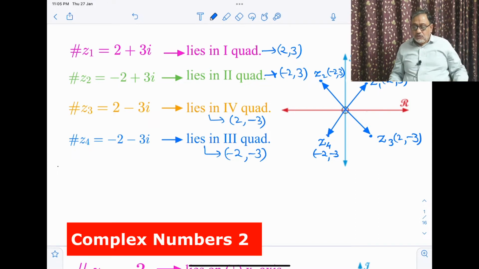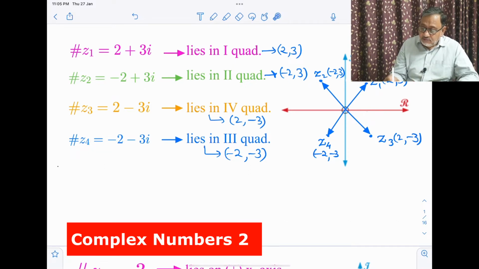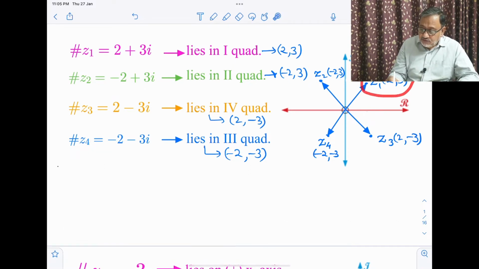So these are the four complex numbers I have represented on the complex plane. I hope this is clear to you. The first one is Z1, which is in the first quadrant, 2 and 3. Z2, which is minus 2 and 3, will be in the second quadrant.